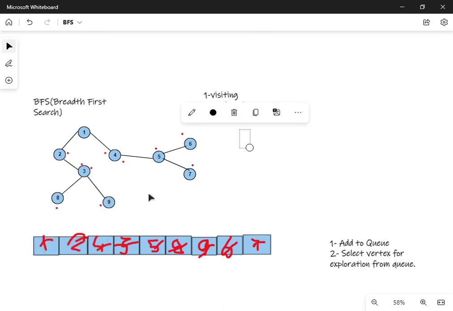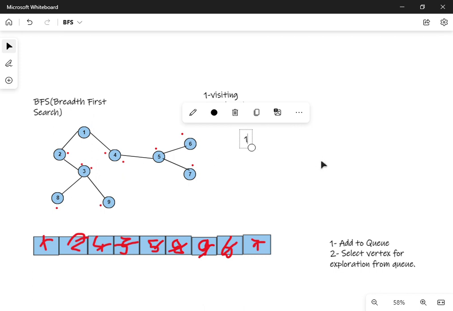Let me start here with 1. First we choose 1 as our selected vertex, then our second step was exploration, which is move towards its adjacent vertices. The adjacent vertices of 1 are 2 and 4.